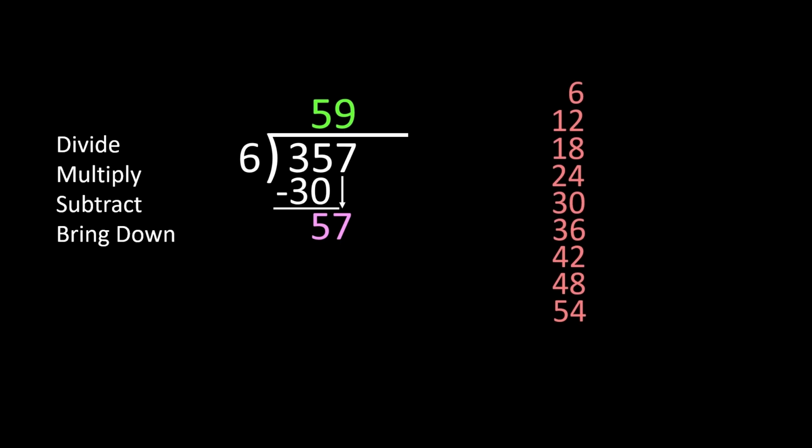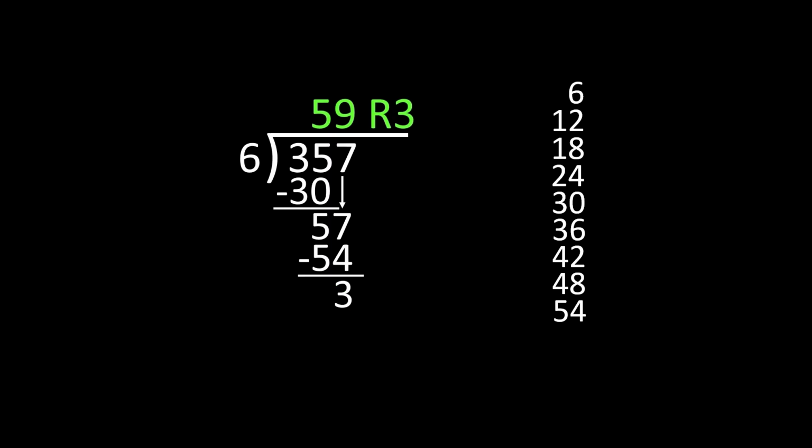Then I'll need to multiply. Well, 9 times 6 is 54. After that, we subtract. 57 minus 54 is 3. And my next step in the division process is to bring a number down, but I don't have any numbers left in my dividend to bring down, so that 3 is going to become my remainder. I'm going to show it with the R for remainder. So 357 divided by 6 is 59, remainder 3.